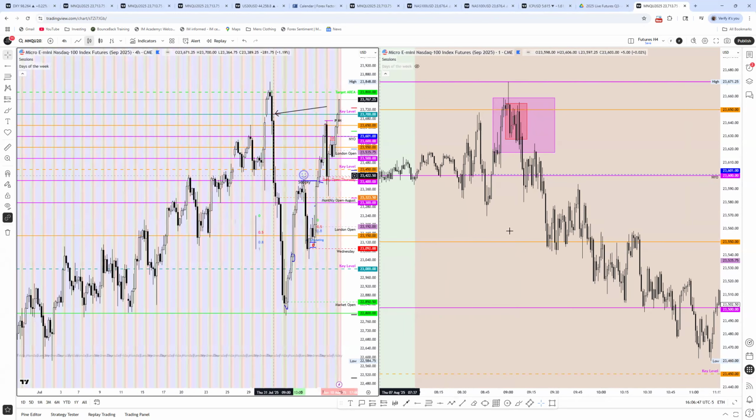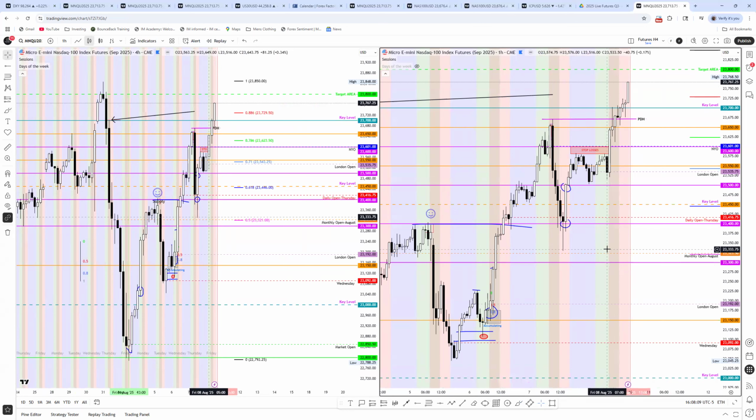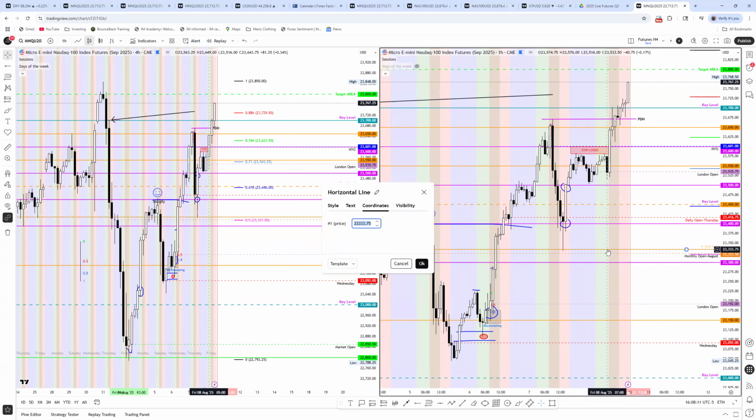This was 2 p.m. to 3, right? Power hour. Power hour move. Look at that. 23,400 up to 23,500, right? Buyers immediately stepped in, right, and wanted that 23,550, right? So I was looking at monthly open for August. I was also looking at the half level because we know those are psychological levels. So 23,550 is hit, right?